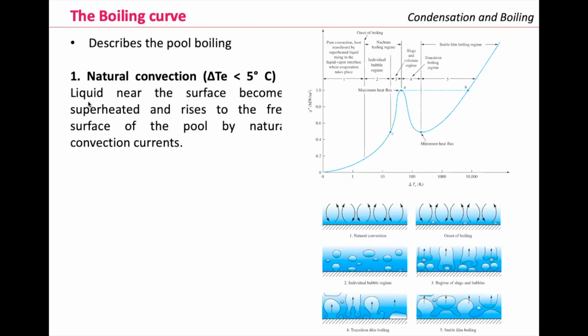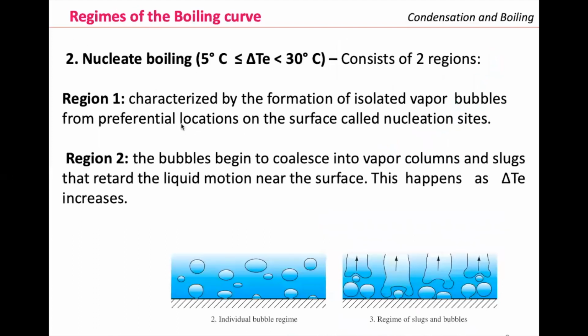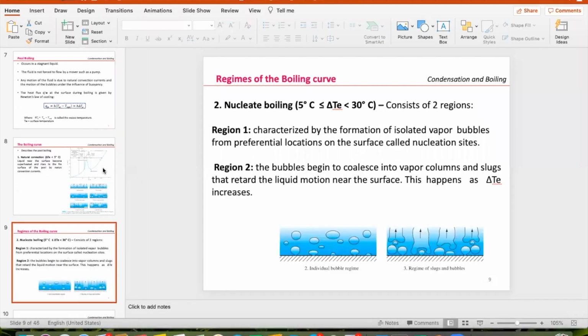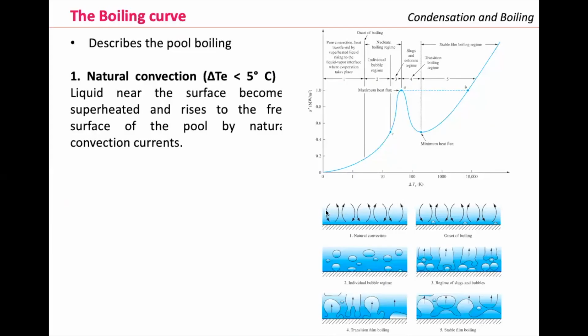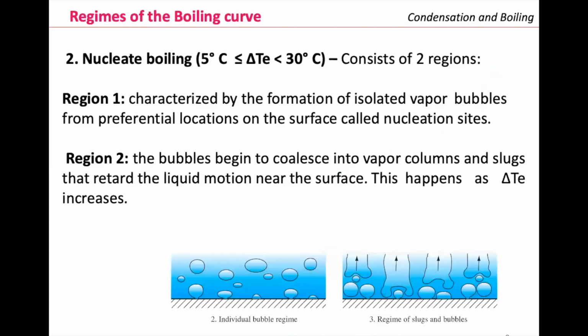Here we have liquid near the surface that becomes superheated and rises to the free surface of the pool by natural convection currents. That's why it's named the natural convection area, okay? Because it is represented by natural convection currents.